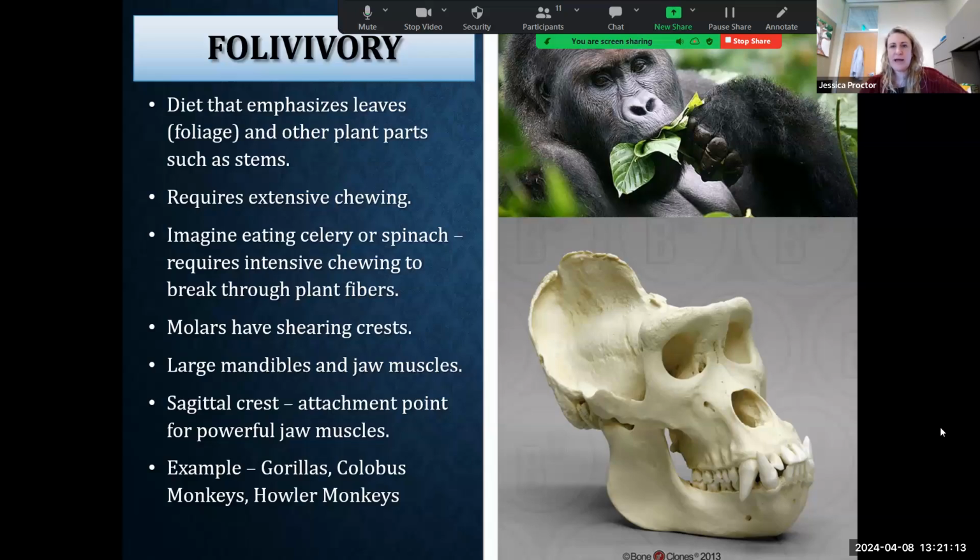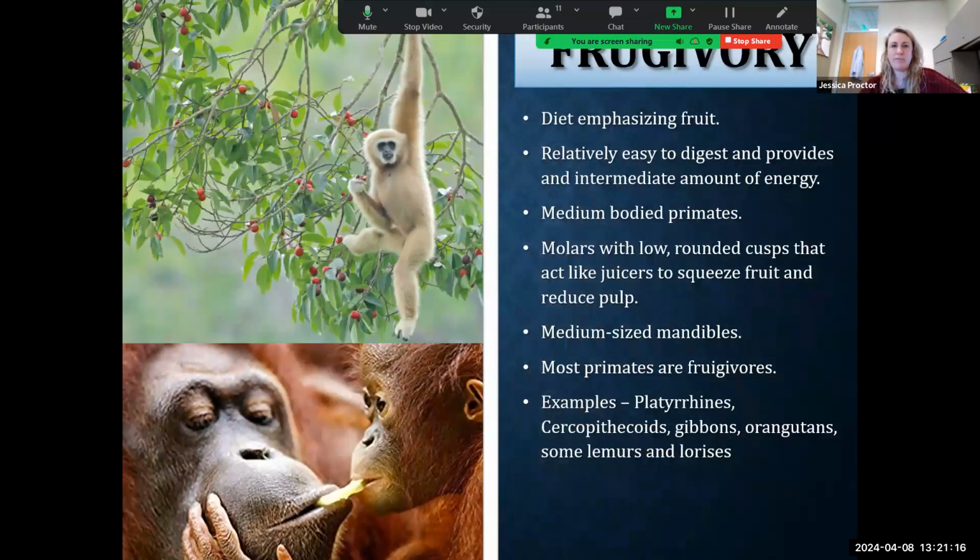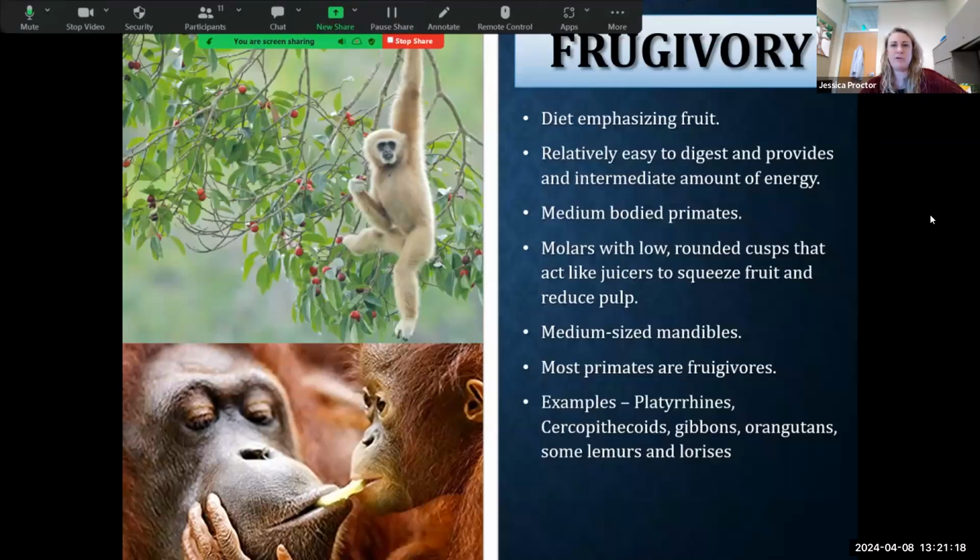All right, next dietary type is frugivory. That means, just like it sounds, they're eating predominantly fruit. Fruit-eating primates tend to be relatively medium-sized. There's a gibbon and an orangutan in those two pictures. Their molars tend to be low with rounded cusps. The molars in the back of the mouth act like juicers to squeeze fruit and reduce pulp. So they have medium-sized mandibles and medium body size.